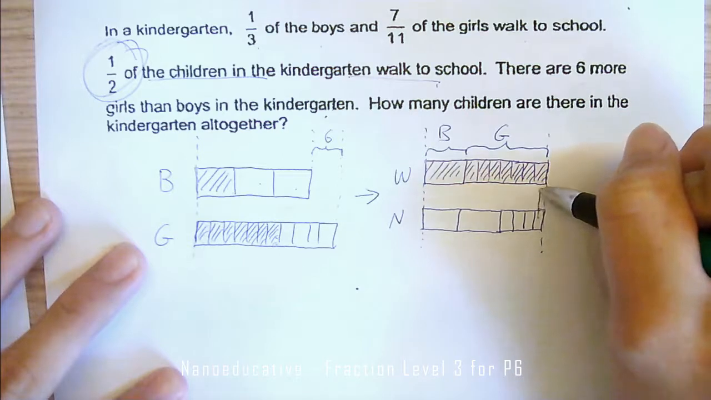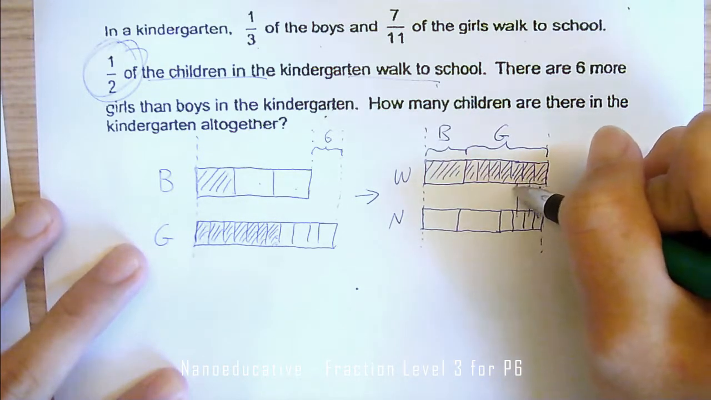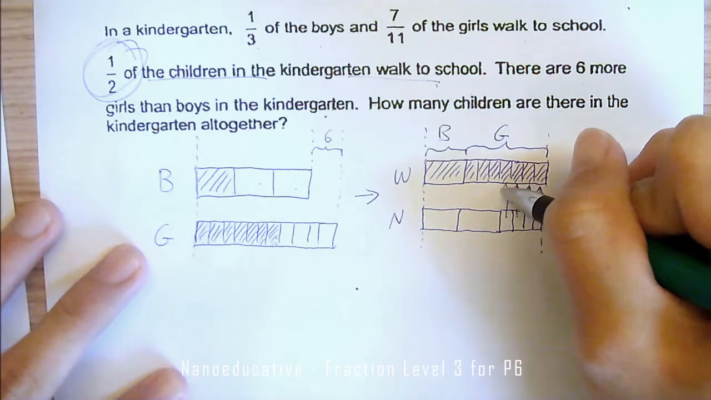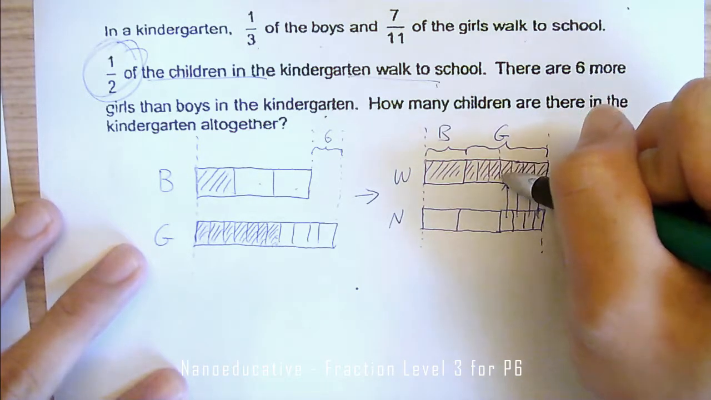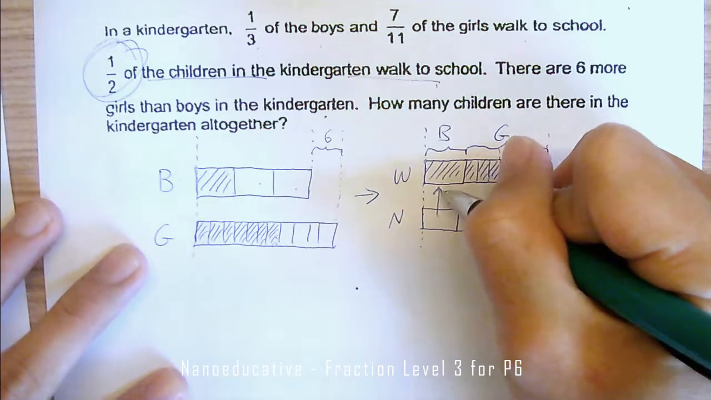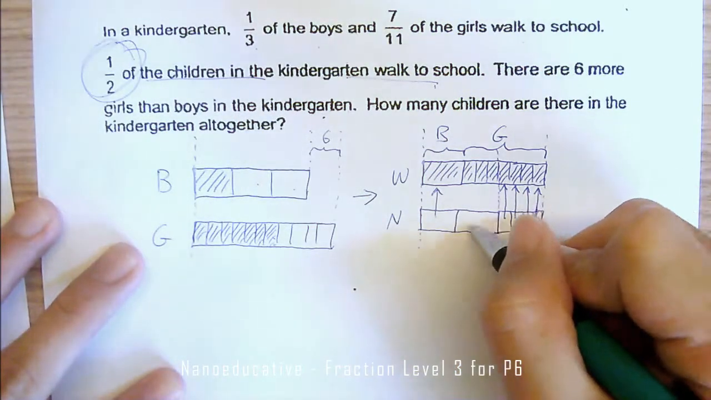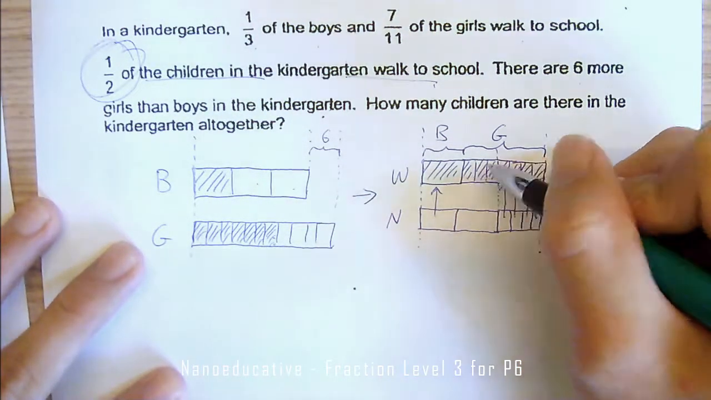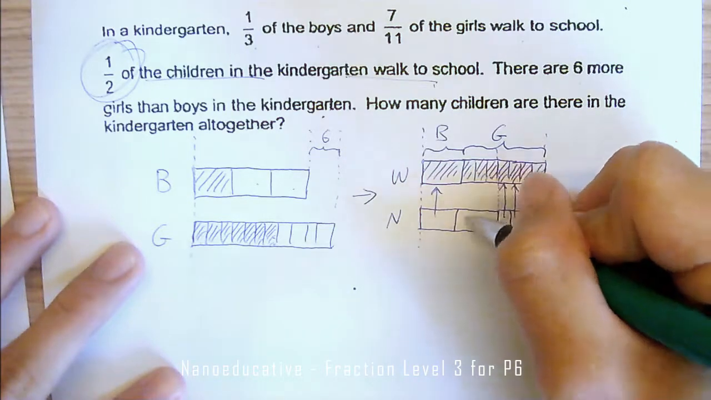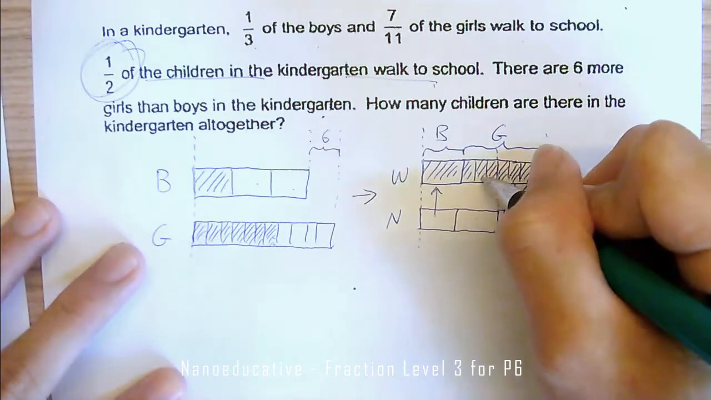This one is the same as this. This is the same as this. This is the same as this. This is the same as this. So I can draw a dotted line here. This is the same as this. Now, this model tells me that 1 bar of boys is equivalent to 1, 2, 3 bars of girls. So 1 bar of boys is equal to 3 bars of girls.